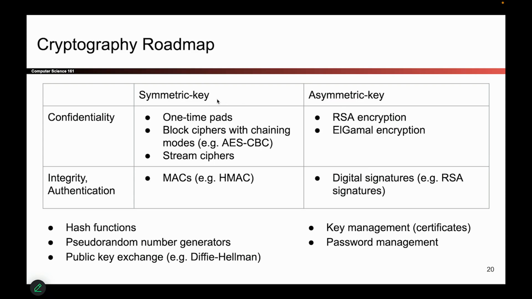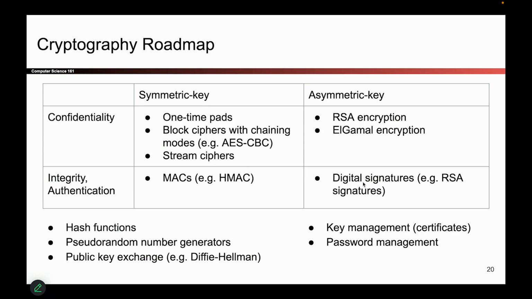So on one axis, we ask the question, is the scheme that we're currently designing a symmetric key scheme or an asymmetric key scheme? Is it the case that Alice and Bob share a secret key that no one else knows? Or is it the case that Alice and Bob and everyone else all have a private-public key pair? Depending on which one you choose, you fall into one of these 2 columns.